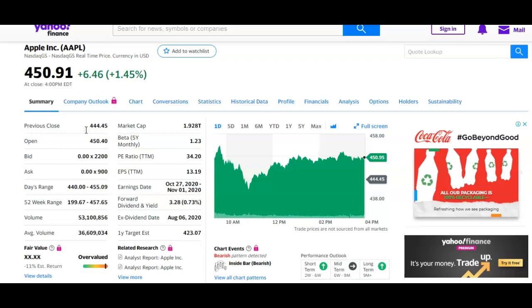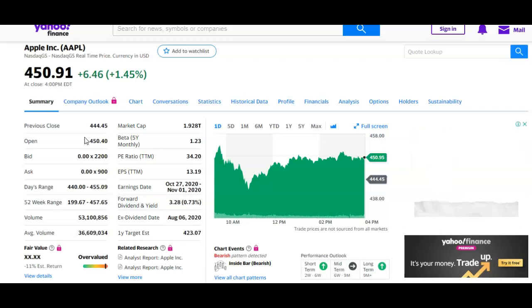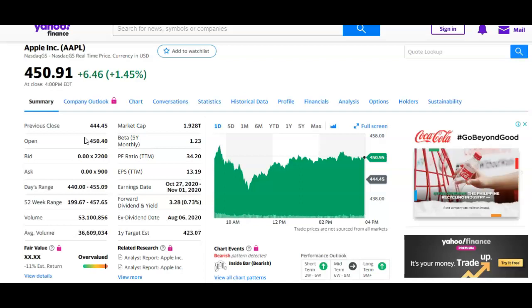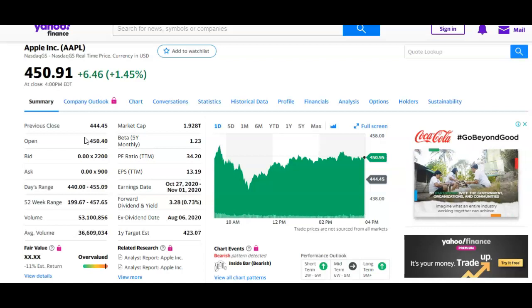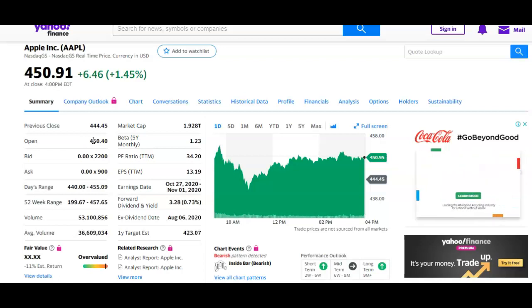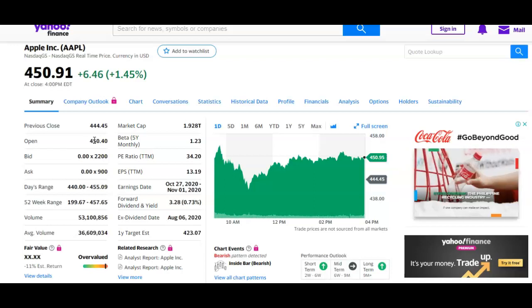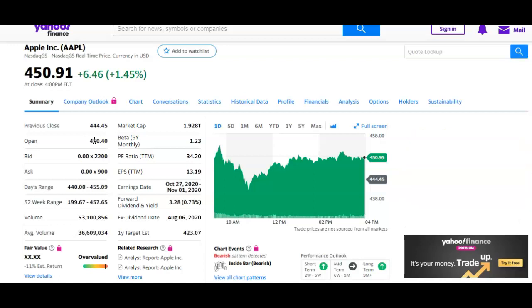The previous close, that is the price that the stock closed at in the last trading session. For US markets, the trading session ends at 4 o'clock p.m. Eastern Standard Time, New York time. So that was the price at the previous close. The open is the price at 9:30 Eastern Standard Time, which is New York time. So it opened at $450.